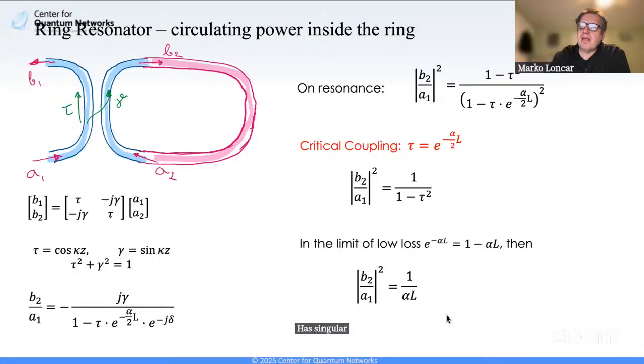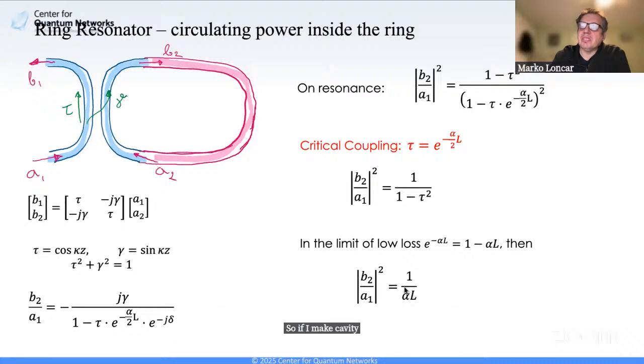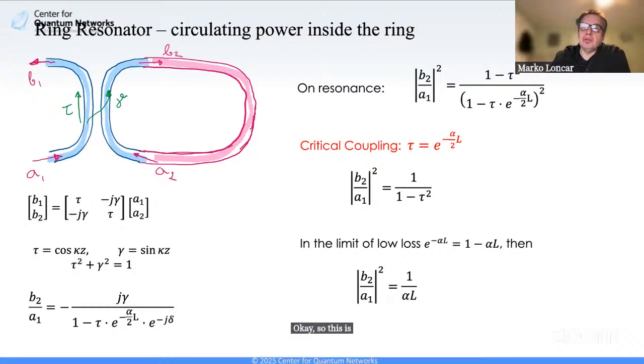Typically, you've seen, for example, my alpha for lithium niobate was 3 dB per meter. So if I make a cavity 100 microns, this is a really small number. So the power inside this resonator is going to be very, very large. So this is very useful if you want to do nonlinear photonics, if you want to build lasers, and so on and so forth.